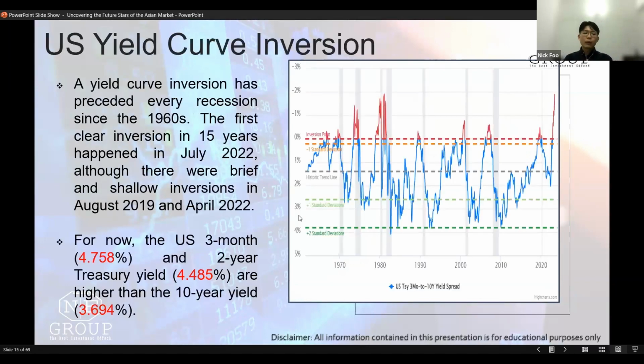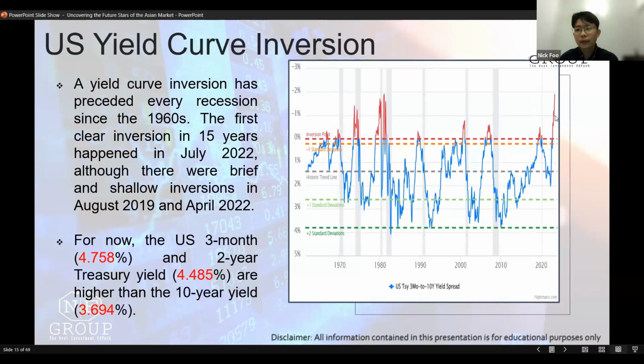Now we look at other key economic indicators, like the U.S. yield curve inversion. I believe most of you understand what yield curve inversion is. Whenever the yield curve inversion takes place, the global or U.S. economy is likely to enter a recession. This is what it means.